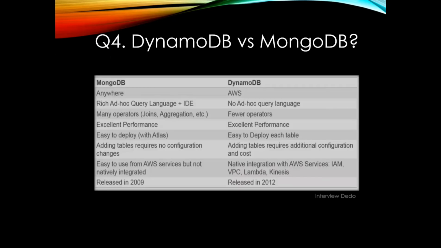Now, the next question is, what is the difference between DynamoDB and MongoDB? It's a very important question, because if they ask you a question related to DynamoDB, they can ask you this question. So you can say, okay, MongoDB is available on any server, you can host it anywhere, while DynamoDB is a native database service of AWS, so you can use it on AWS only.